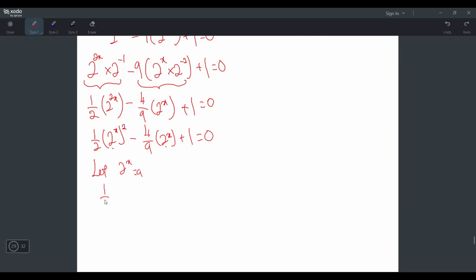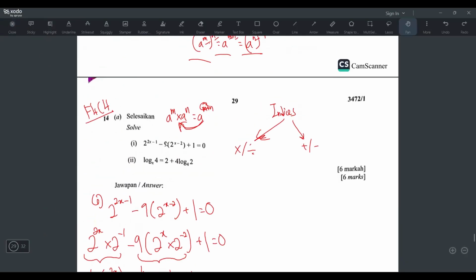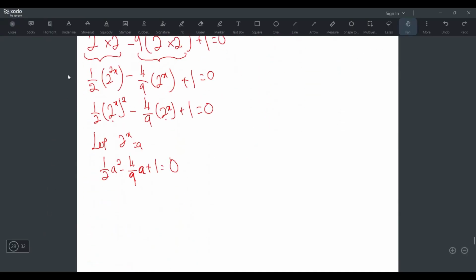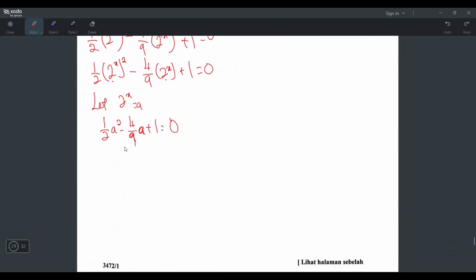So now the equation becomes 1 over 2 a square minus 4 over 9a plus 1 equals 0. And now I'll try to find a. But after you find your a, you have to change your a back to 2 power x and then solve for x, because the question never asked you to find a, you need to find x. Okay, so this is a quadratic equation.